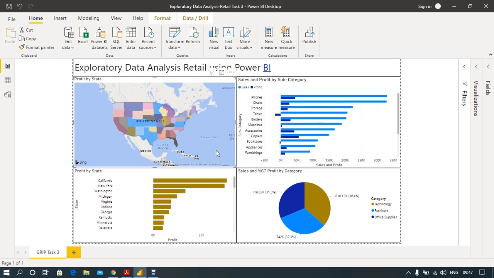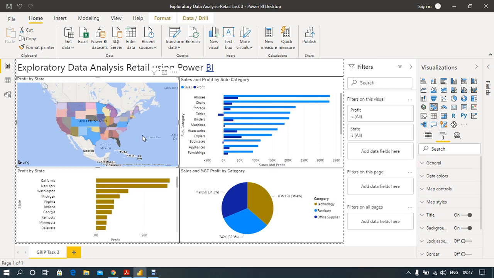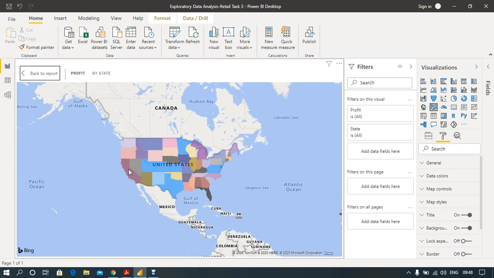So firstly I have created a map visualization, and here you can see, if you click on any state, you can see the profit according to that state. You can see California is generating high profit, and then you can check all the states using your mouse.